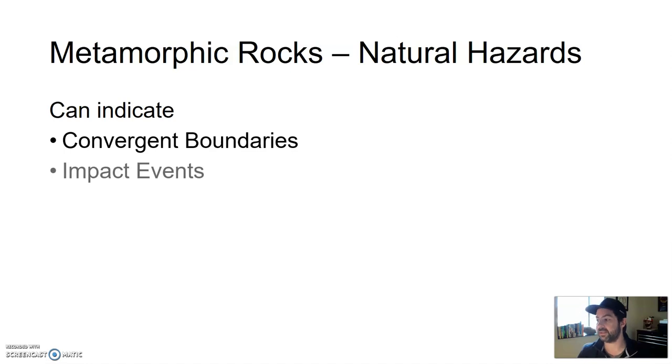Convergent boundaries, impact events, tectonic uplift. And also, I forgot to put it on here, but magmatic intrusion and volcanic activity can also be indicated by metamorphic rocks, because as magma bubbles up through the crust, it can change the existing rock that's in contact with that hot magma area. So it can indicate movement of hot molten material.